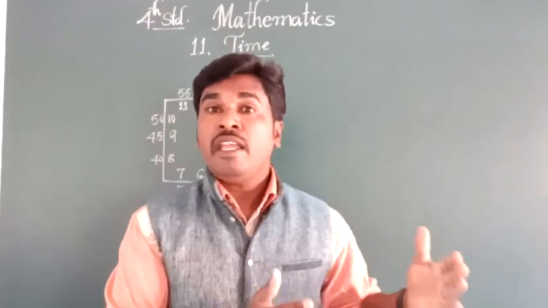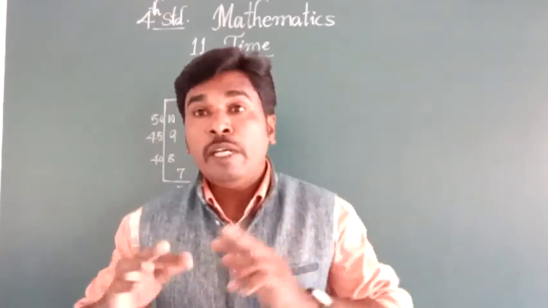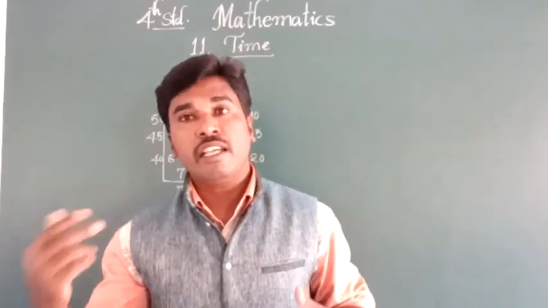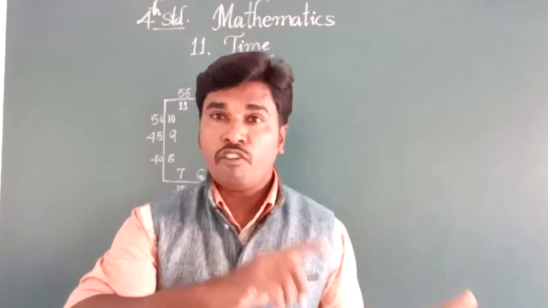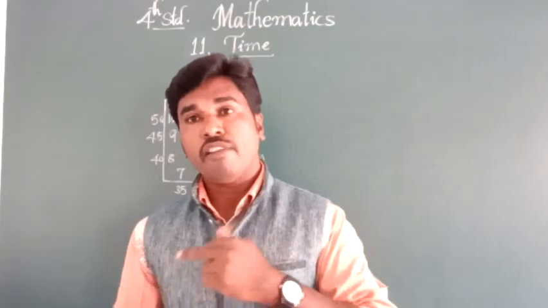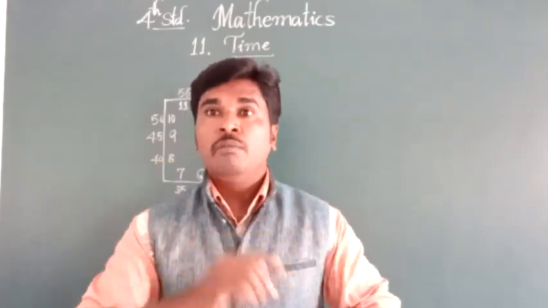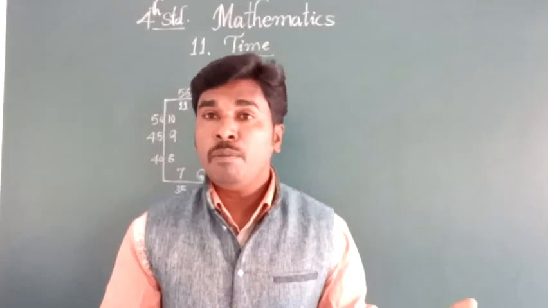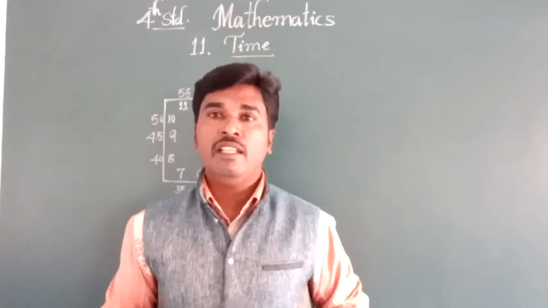What is meant by AM? What is meant by PM? There will be two types of clocks. One is the 12 hour and the second one is the 24 hour clock. Conversion of 12 hours into 24 hours and 24 hours into 12 hours. Then months of a year. Then what is meant by leap year? These are all the learning points you are going to learn in this chapter.